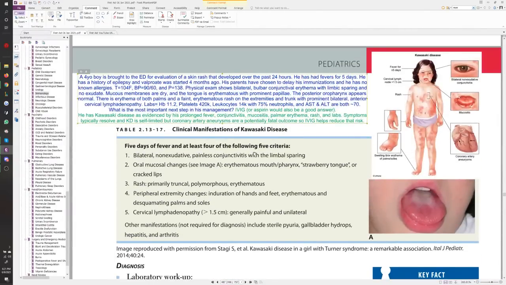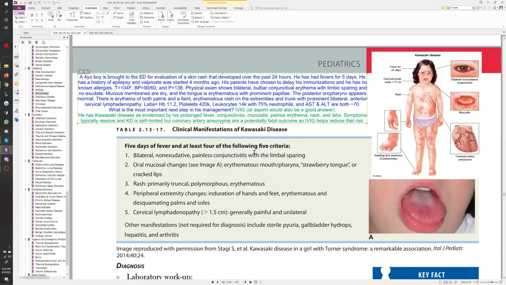And then here there's a question on Kawasaki from CK. So you have a 4-year-old boy brought to the ED for evaluation of a skin rash that developed over the past 24 hours. So that should not have been the main focus of this question, but thankfully the next sentence tells you the main focus. He has had fevers for 5 days. So right away, from rash and then 5 days of fevers, it's a giveaway, or at least the first thing that you should be suspicious of is Kawasaki disease. And right away, you should start jumping around the question and check what is his fever, right? So we'll keep going through.